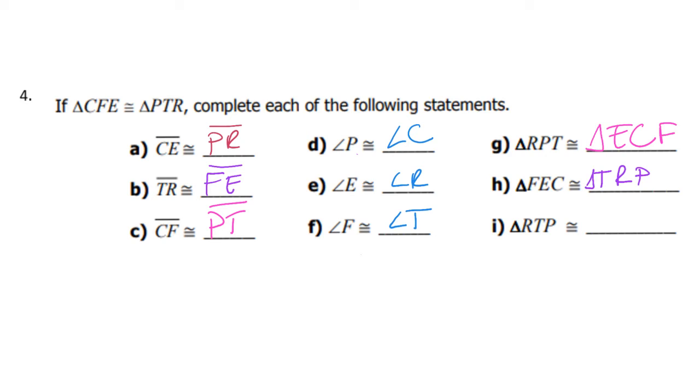All right, looking at the last one. R correlates to E. T correlates to F. And P correlates to C. So there we have all of our congruent statements. Hopefully this makes sense.